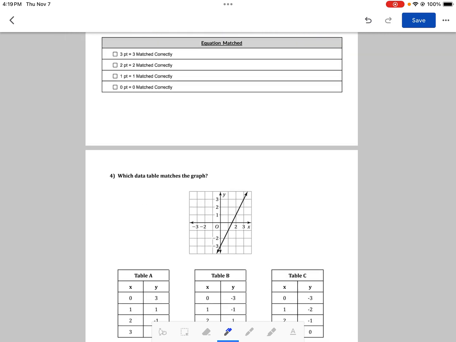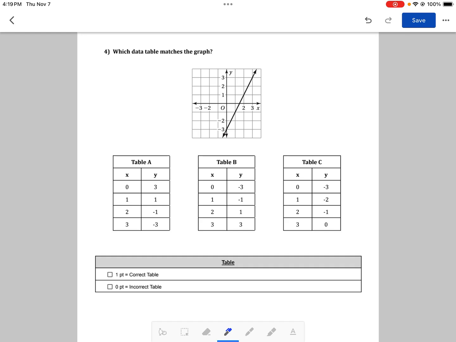Moving down to number 4, which data table matches the graph? Okay, so again, I'm looking for my y-intercept, where this line crosses the y-axis, which is at -3, so 0, -3. So I need to find a table with that ordered pair. Well, I know table A isn't it because that's 0, 3. Table B could work because it's 0, -3, and table C could work because it's 0, -3.